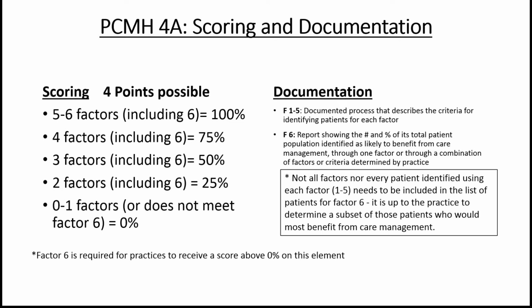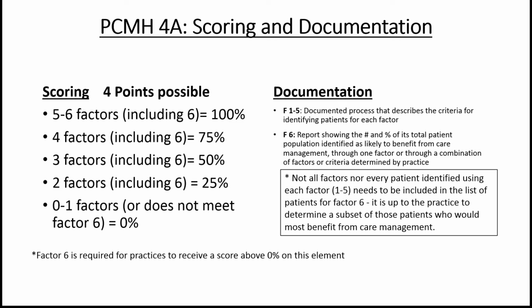And looking at the documentation for the first 5 factors, some type of process that describes the criteria and conditions used to identify those patients for each factor. And then for the final factor, a report that shows the number and percent of the total population identified through those different conditions that are likely to benefit from care management.